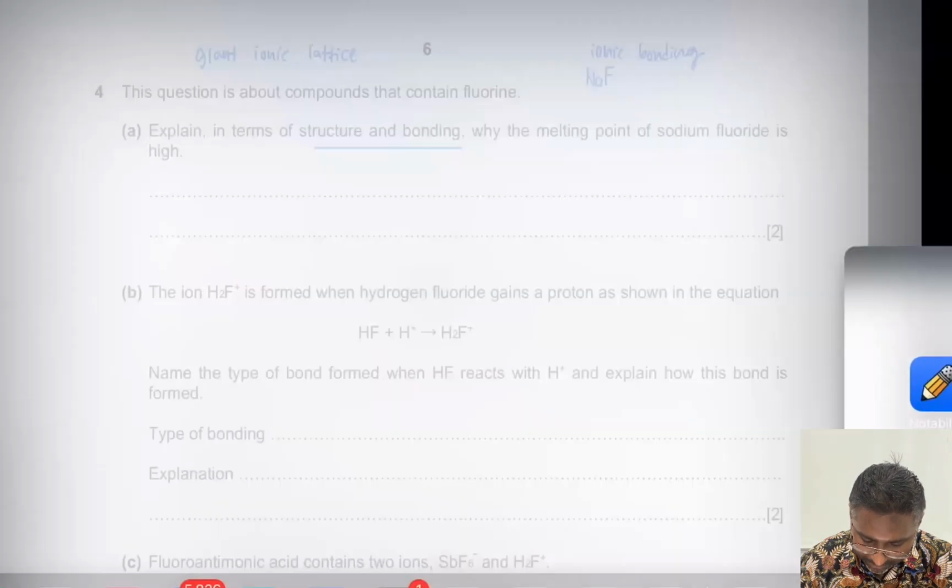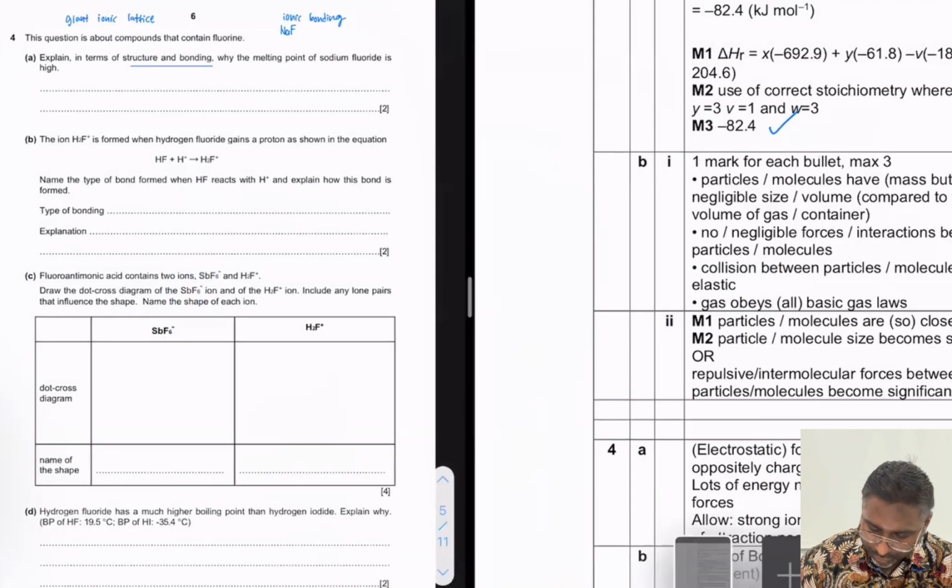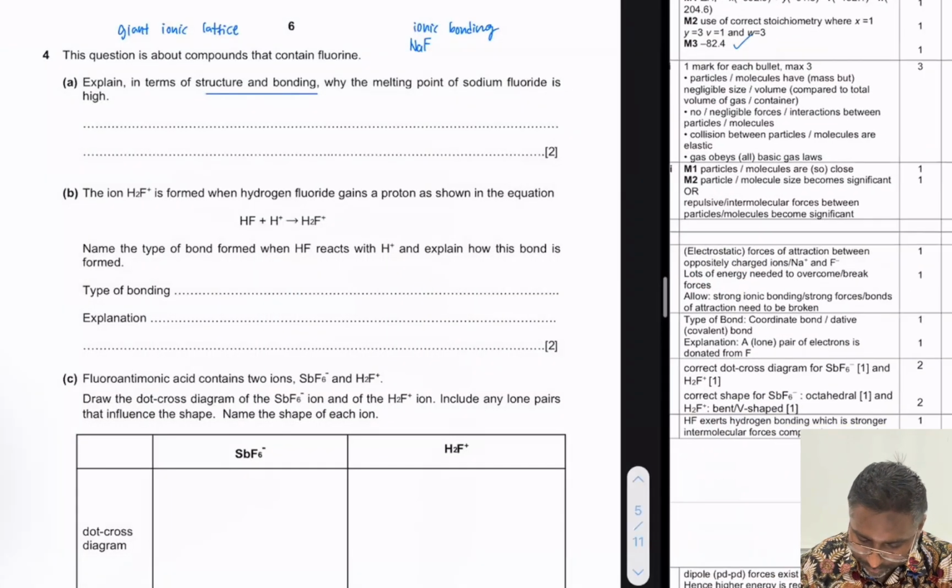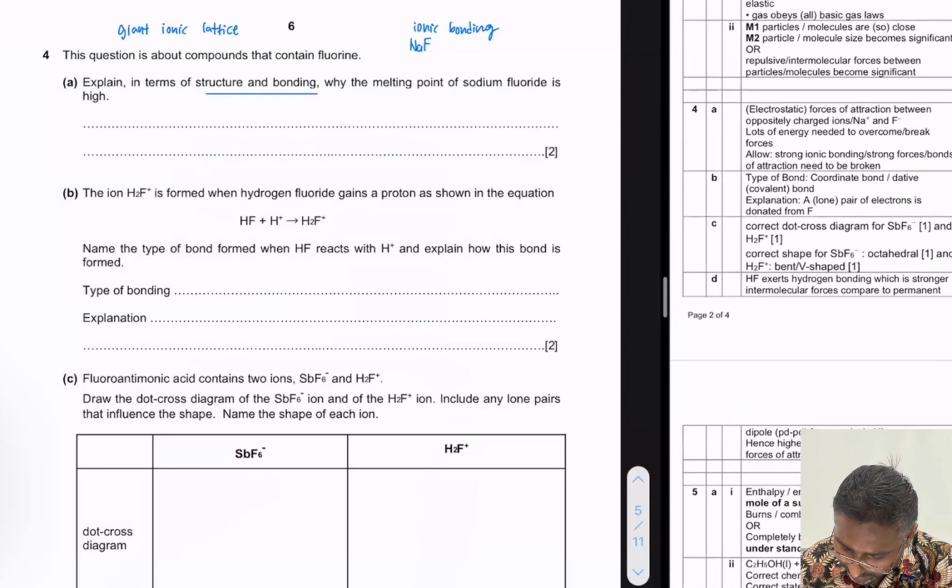But if you look at the marking key, I'll show you what is expected from you. Here they are asking you to say that there are going to be electrostatic forces of attraction between the oppositely charged ions, which are Na+ and F-.